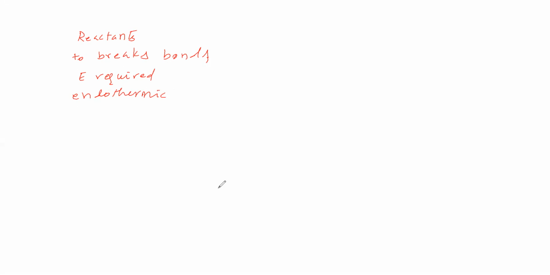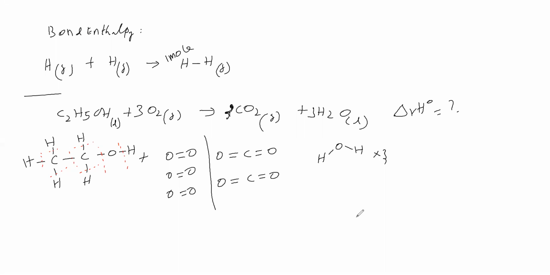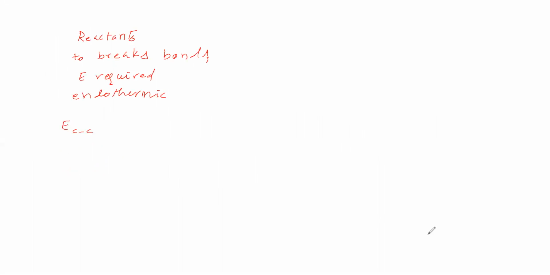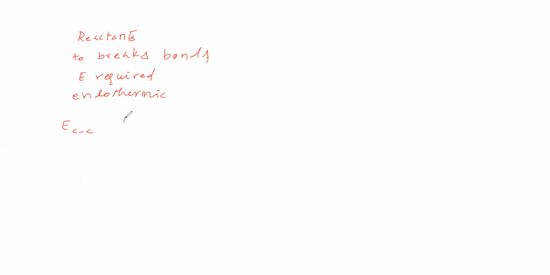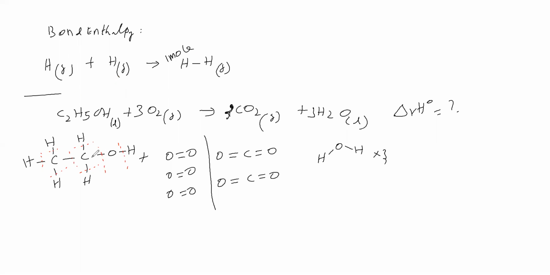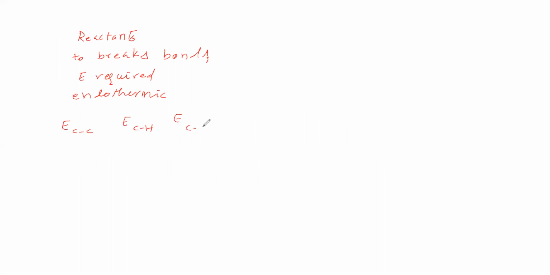So what are the bonds we are breaking? One C-C bond we are breaking. Next, how many C-H bonds are we breaking? 1, 2, 3, 4, 5. Five C-H bonds we are breaking. Next, this C-O bond we are breaking.